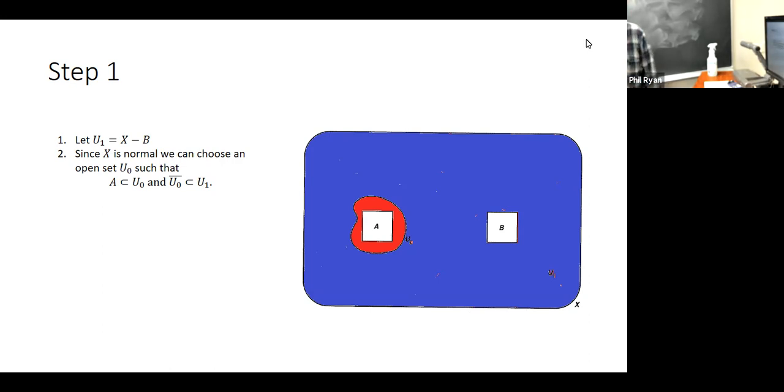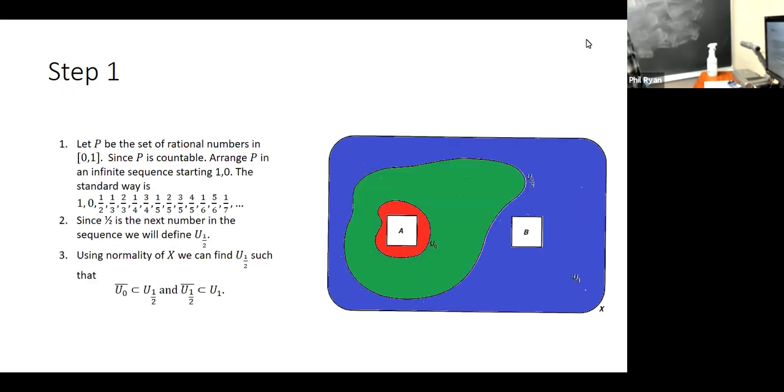Now we want to put a set between U0 and U1. First, we're going to use the rational numbers, and of course, the rational numbers in [0, 1] have two really good properties. One, they're countable, so we're going to do some kind of induction to do our sets. And secondly, they're dense. And that's going to turn out to be why the whole process, why the continuous function works. So P is countable.